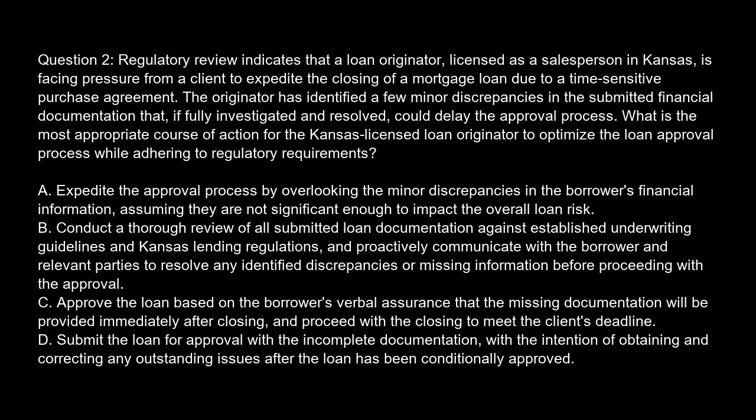Option A. Expedite the approval process by overlooking the minor discrepancies in the borrower's financial information, assuming they are not significant enough to impact the overall loan risk. Option B. Conduct a thorough review of all submitted loan documentation against established underwriting guidelines and Kansas lending regulations, and proactively communicate with the borrower and relevant parties to resolve any identified discrepancies or missing information before proceeding with the approval. Option C. Approve the loan based on the borrower's verbal assurance that the missing documentation will be provided immediately after closing, and proceed with the closing to meet the client's deadline.